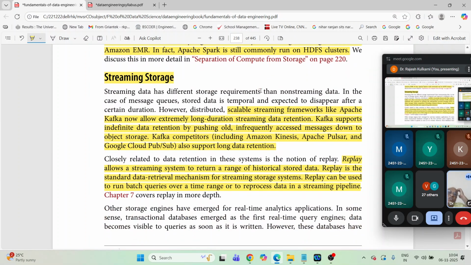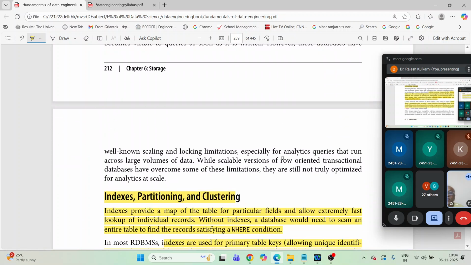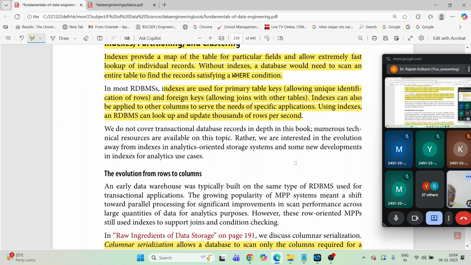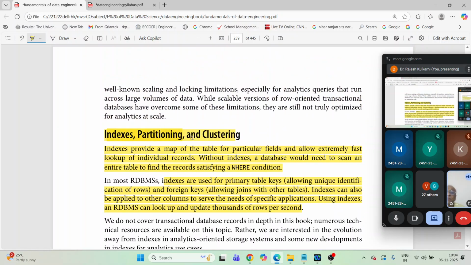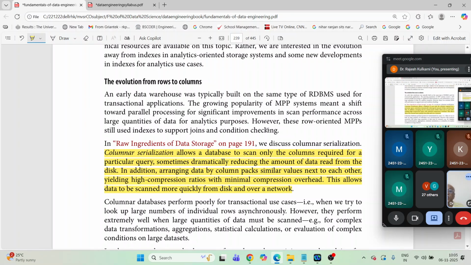Then you have streaming storages. I'll be just mentioning the examples because these are not mentioned in the syllabus, but I want you to look at these technology names. One is Apache Kafka, for streaming. Then you have Amazon Kinesis, Apache Pulsar, Google Cloud PubSub. Then you also have Replay. So these are all for streaming storages. These points you already know: indexing, partitioning and clustering. So I'll be just skipping them.